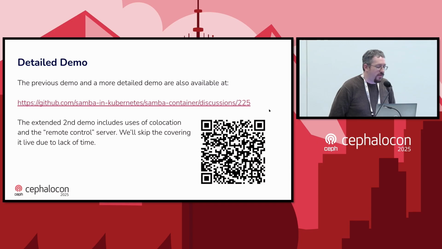I did prepare a more detailed demo, but I couldn't make it very short. If we have extra time during questions and answers, I may show some parts of the demo live. But the whole thing is available at the following URL, and the QR code is the same guy. It covers co-location and remote control because those are the features that are available in Main today.